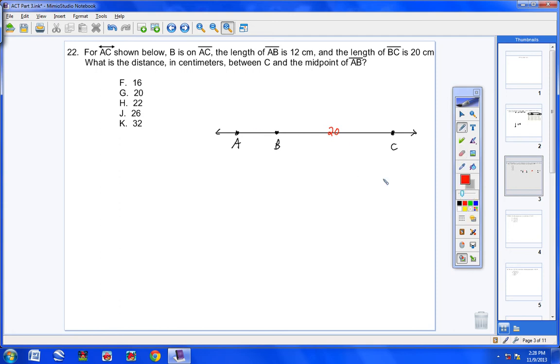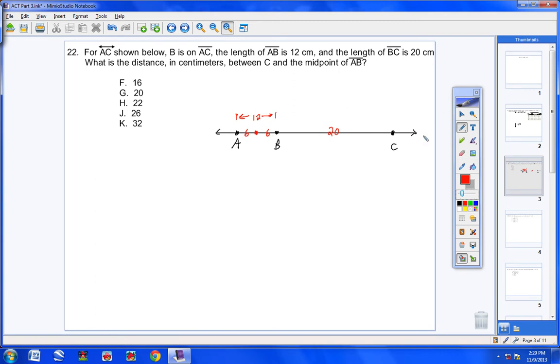So if I had a point right here and that was the midpoint, remember 12 was the length from here to here all the way across, okay? So if I put a midpoint right here, that point's in the middle of A and B, it says the midpoint of AB, then that means this little segment here would be what? 6, and this little segment here would be what?